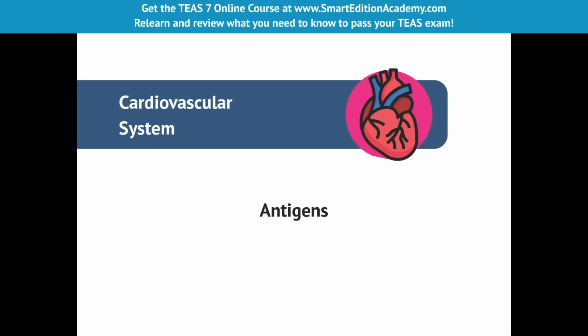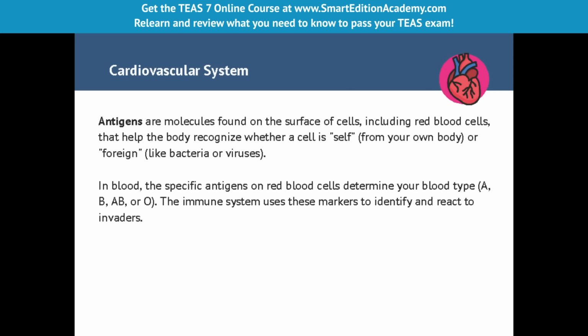Antigens. What are they and how would you describe them? Antigens are molecules found on the surface of cells, including red blood cells, that help the body recognize whether a cell is self or foreign.